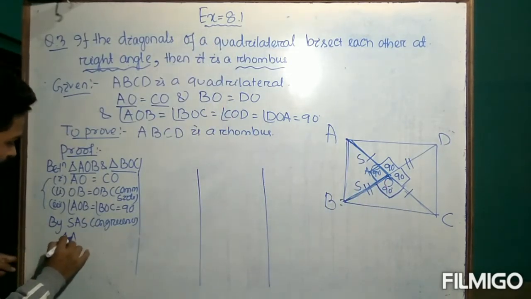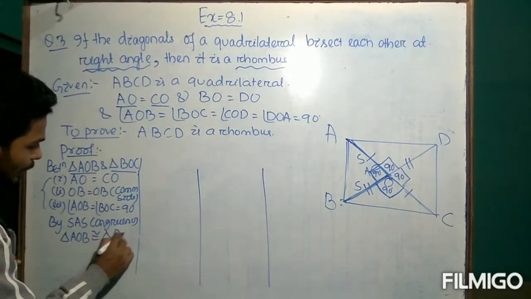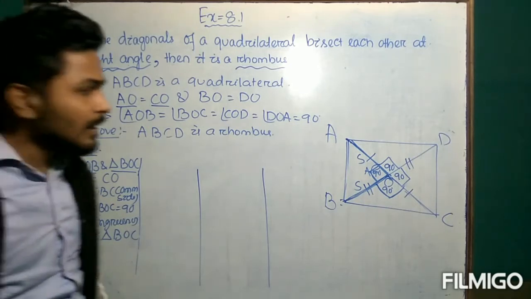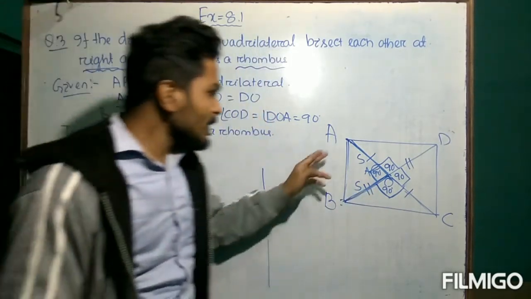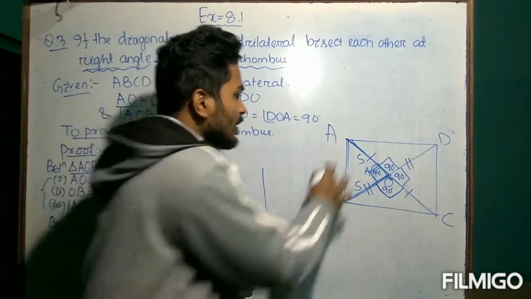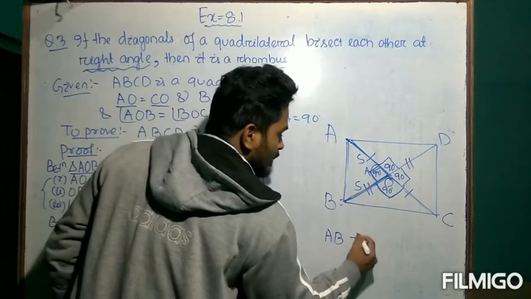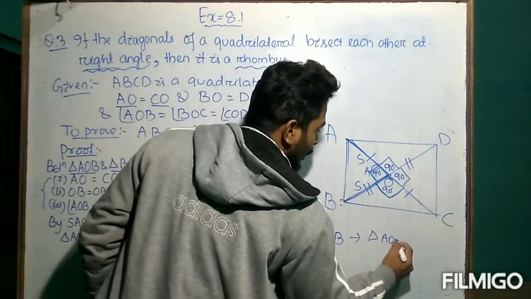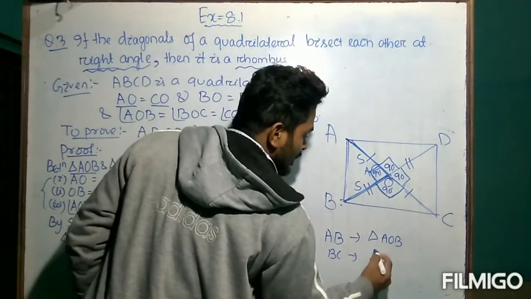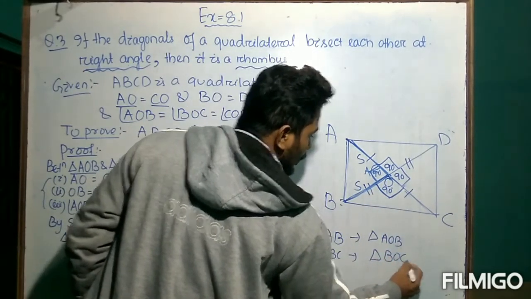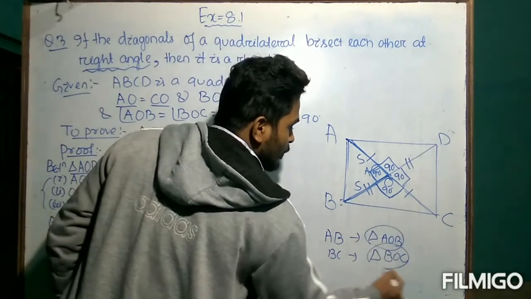So triangle AOB is congruent to triangle BOC. Do you understand this? We have proved these two triangles are congruent. If we consider AOB as a triangle, then AB is a side of triangle AOB. Similarly, BC is a side of triangle BOC. And we have just proved that triangle AOB and triangle BOC are congruent.